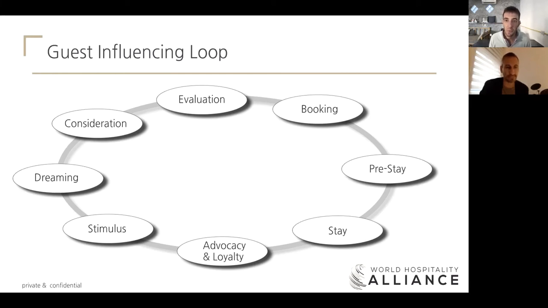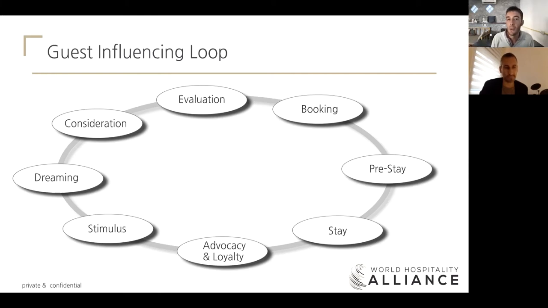And my answer is pretty straightforward. Barely anyone actually does that, in the sense that it's not necessarily easy to understand, and more importantly, how beneficial it can be to start marketing our hotels, or any business, but we're talking about hotels, at a very top stage of the funnel. So the TOFU, meaning stimulus and dreaming.